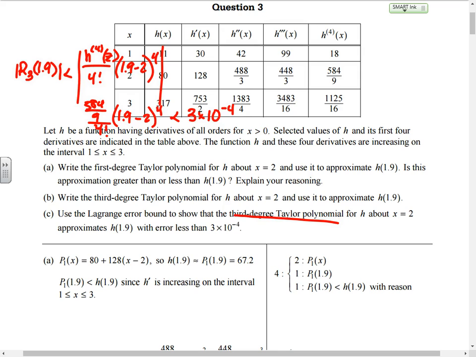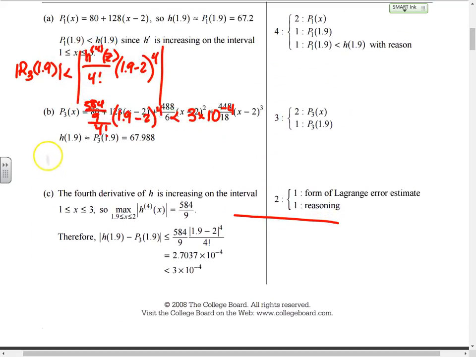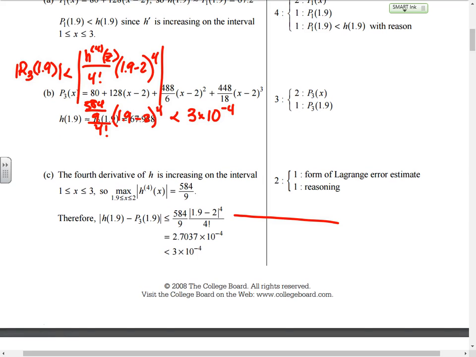You could simplify and prove it to yourself, and if it doesn't work out, then you've done something wrong in your setup. Would they ever charge you if it's not less than or equal to? No, because they say to use the Lagrange error bound in order to show why. I took the reasoning to be that h is increasing, therefore you're able to plug in 584 over 9, which is less. But you can't do that in your head.